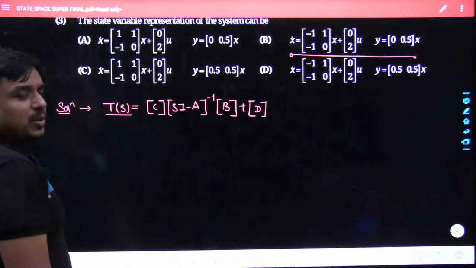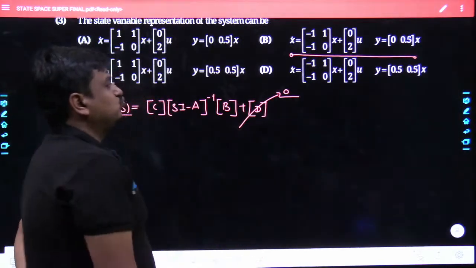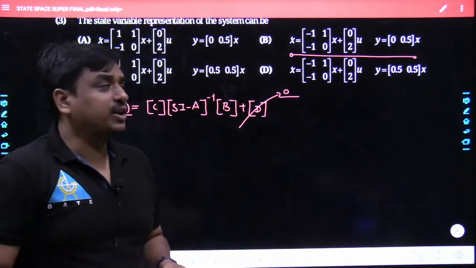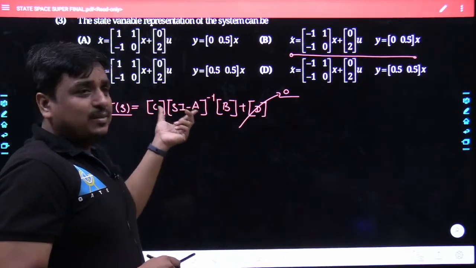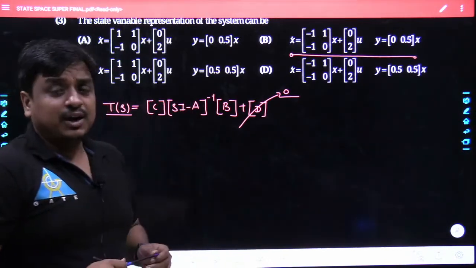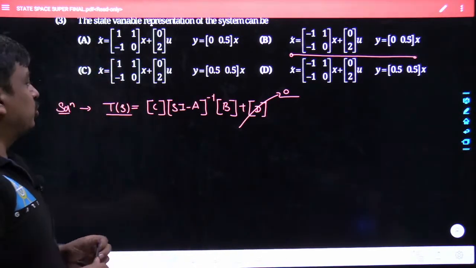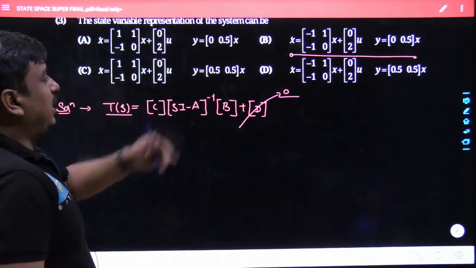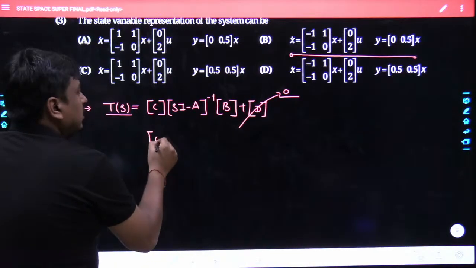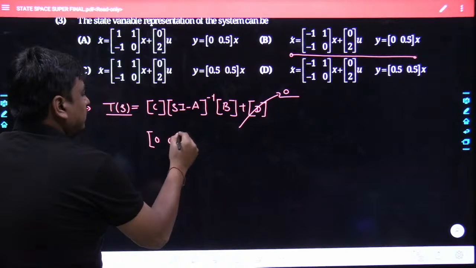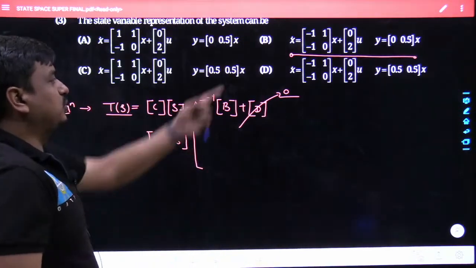At least in this problem you can see very well the matrix D is a null matrix. The output was not straight away getting connected to the input. So with the help of matrix C, the inverse of sI minus A as well as B, I need to get the complete transfer function. Tell me what would be the best most answer. First have the value of C, that is nothing but 0, 0.5. Then focus over the sI minus A inverse. What would it be?